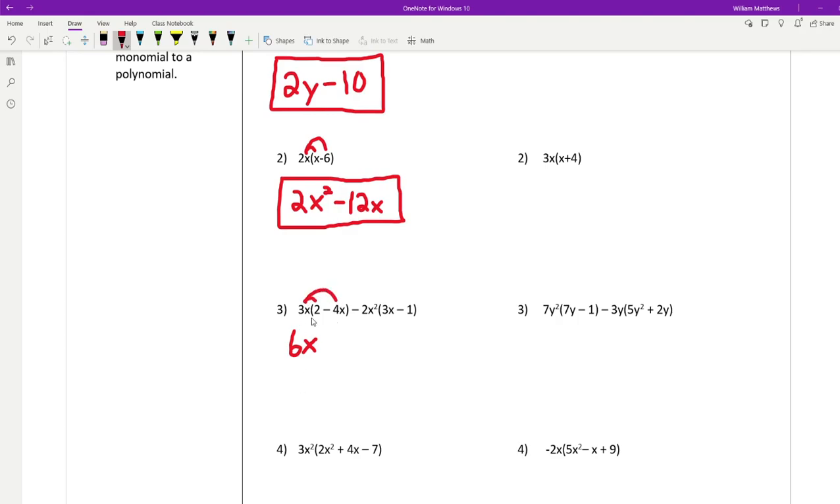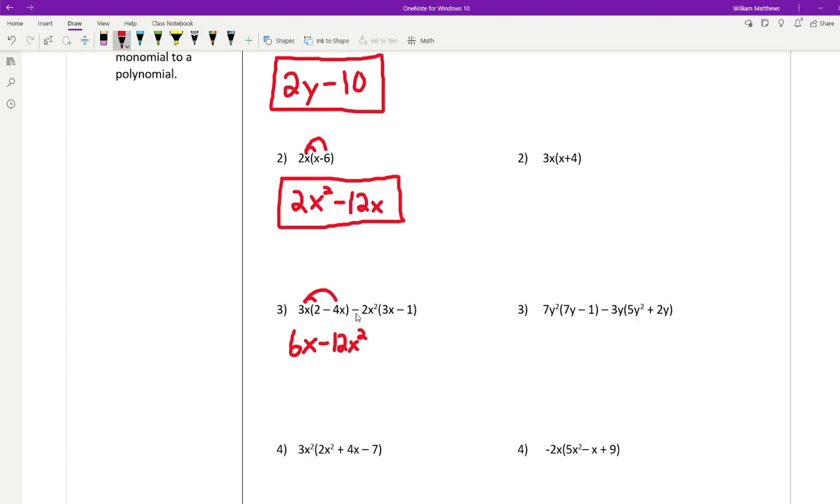Then we multiply our 3x with the negative 4x. This time we have coefficients. 3 times negative 4 is negative 12. And x times x, as we just did a moment ago, is x squared. So that would complete our first parentheses. I made sure that every term on the inside was multiplied by our outside term. Now we need to do this to the second set of parentheses.